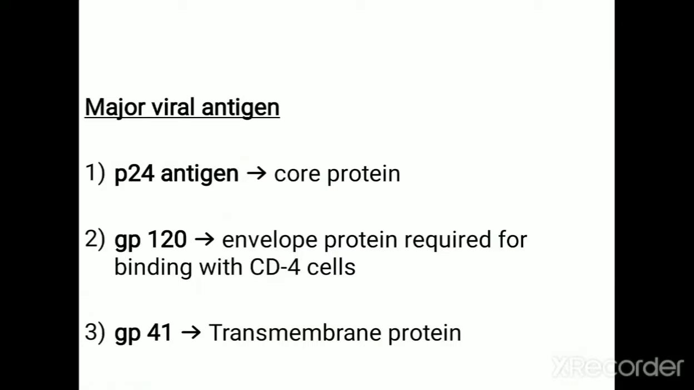viral protein is glycoprotein 120. Glycoprotein 120 is a globular molecule which is present on the surface of this virus and which is required for the attachment of this virus with its host cell. And the second glycoprotein is known as glycoprotein 41. It acts as a transmembrane protein. So these are the major viral antigens which are present in HIV.